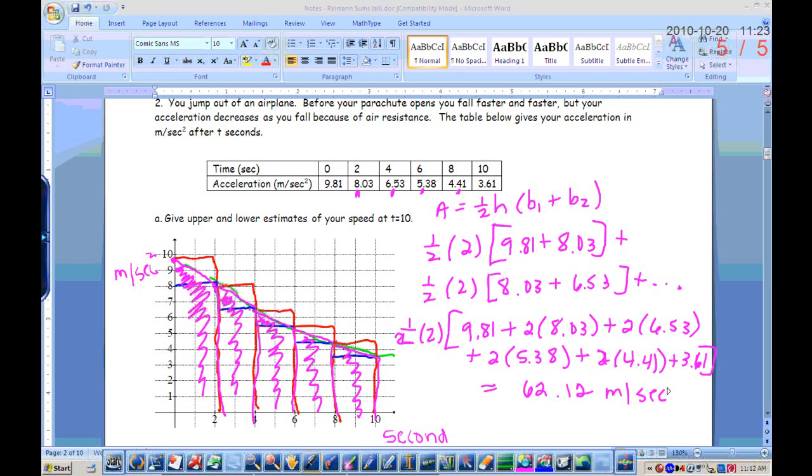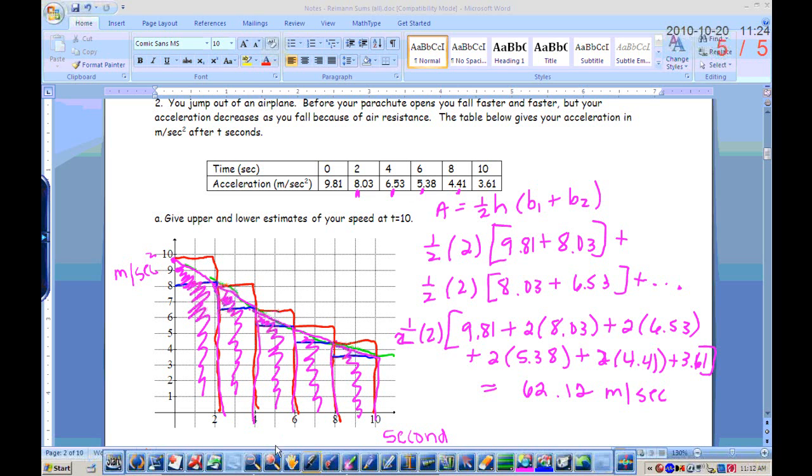Okay, it's exactly the same as the average of the upper and the lower. But what does this trapezoid do to the two triangles? It cuts them in half, right? So on the AP exam, they're going to tell you which method to use. Find an upper estimate, find a lower estimate, or use the trapezoid method to find an estimate. But the trapezoid method is the same as finding the upper and the lower and averaging them.